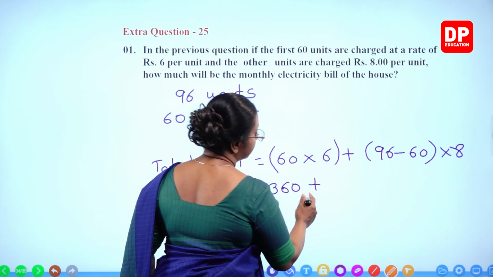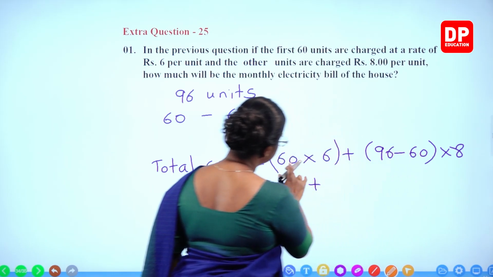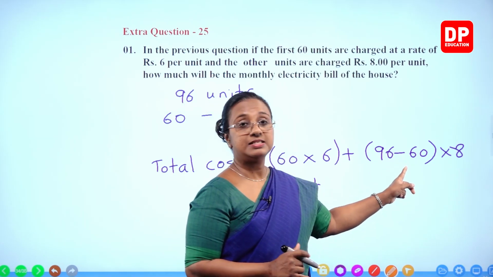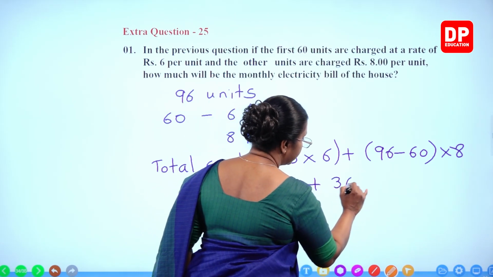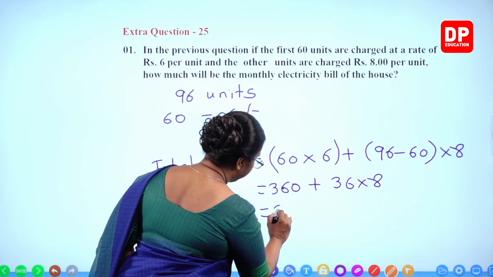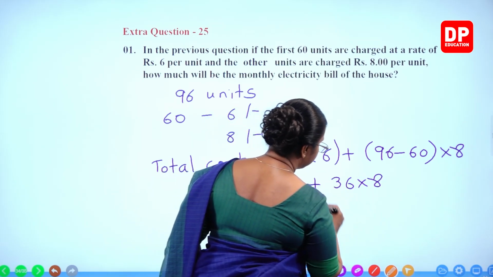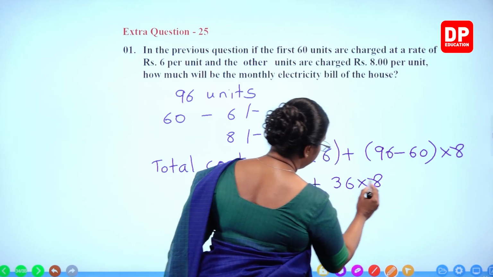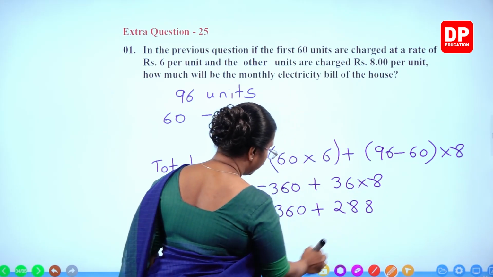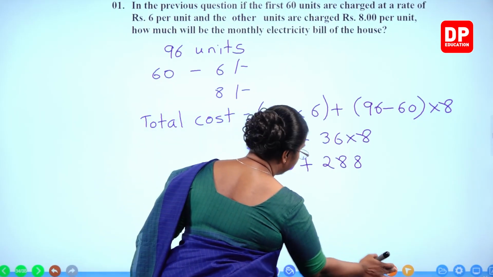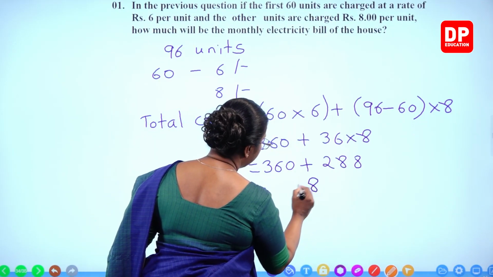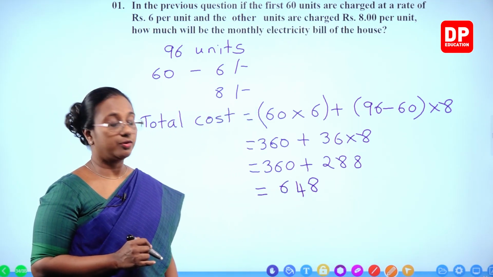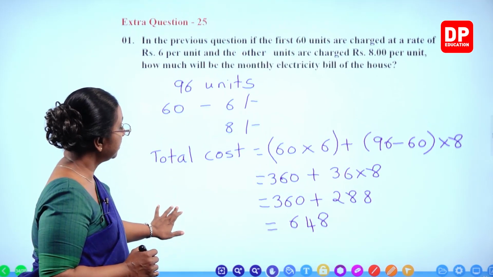So 60 into 6, 360 rupees. Plus, why do we need to subtract? Because the first 60 has been already charged at the rate of 6 rupees. The rest of the units are 36 units. So here 36 into 8. So again, if we write 360 plus 36 into 8: 6 into 8, 48, 3 into 8, 24, so 288. So the total bill is going to be 648 rupees. So that is the cost of the electricity bill.